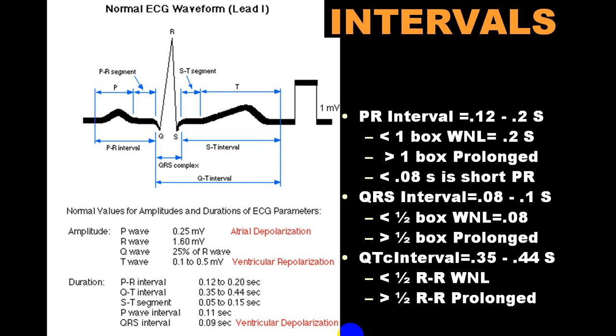If the PR interval is less than three small boxes, that is less than 0.12 second, we call it a short PR interval. And if it is more than five small boxes, that is more than 0.2 second, it is abnormal and we call it a prolonged PR interval. We'll be discussing this in further detail.